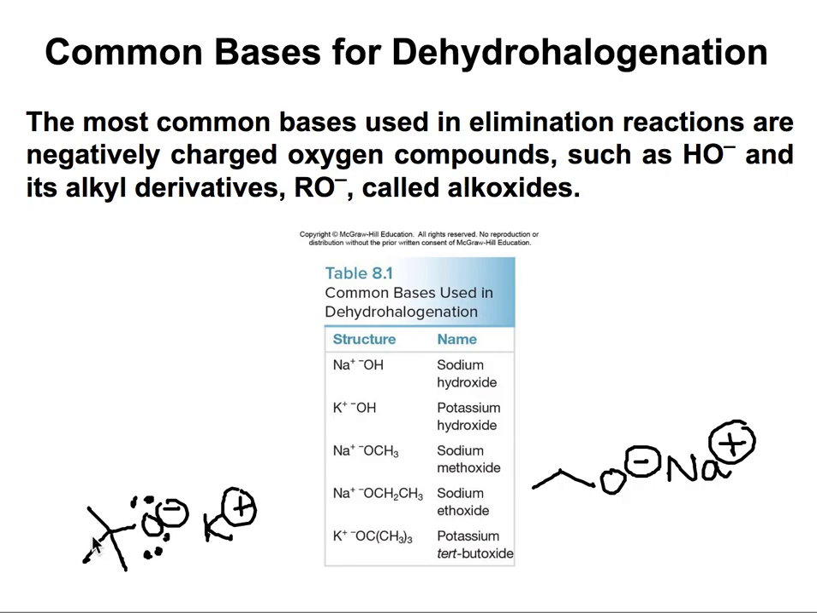And remember what I was saying before about the alkyls? These alkyl groups are electron donating, so they are donating electrons to the molecule that already has electrons on the negative charge.